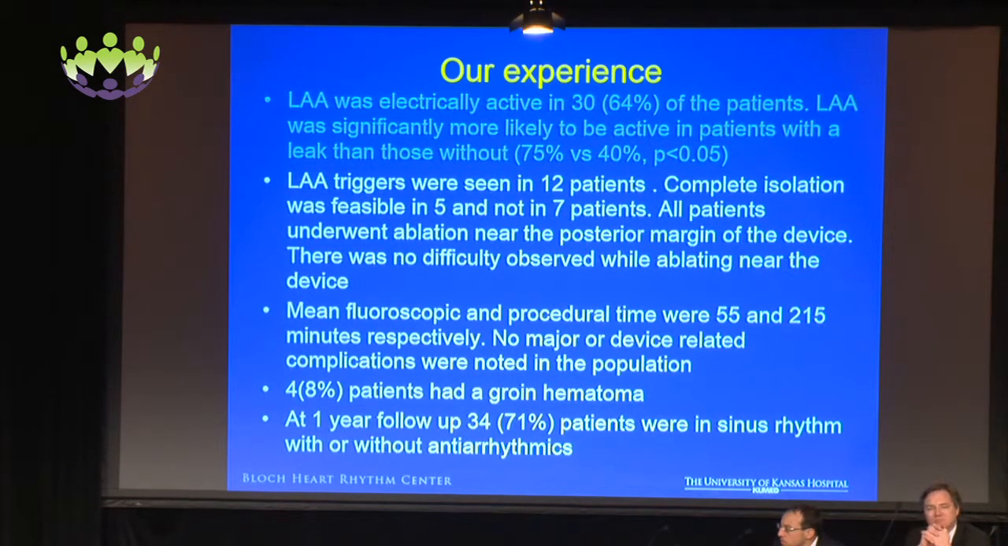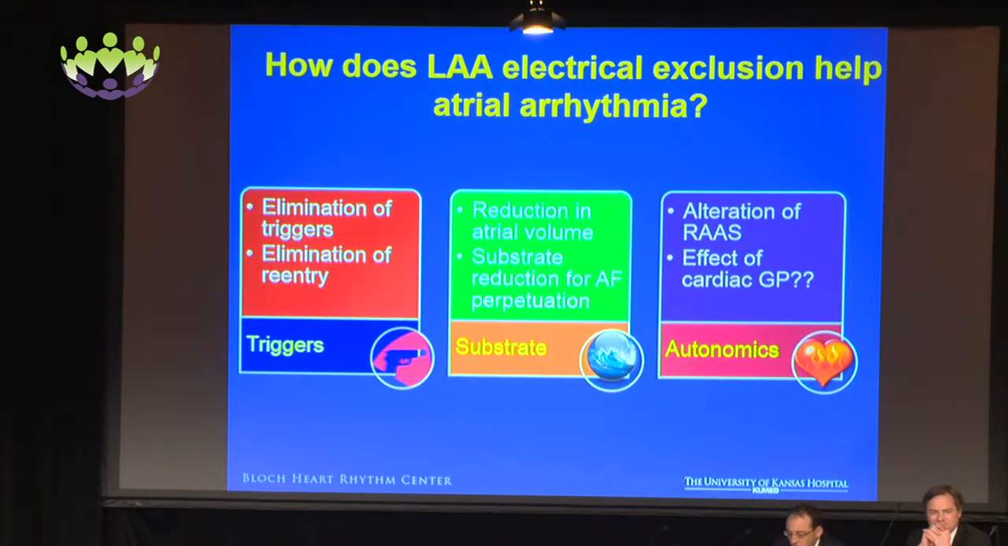And the outcomes were reasonable at about 71% because this is a mixed bag of paroxysmal as well as persistent cases. So if we go back and ask the question, how does the left atrial electrical exclusion really help the atrial arrhythmias? I think we can summarize that into three categories. It helps us to eliminate the triggers, it helps us to eliminate the reentry, and it helps us to reduce the atrial volume and substrate reduction for AF perpetuation.